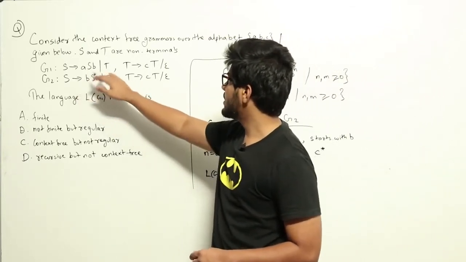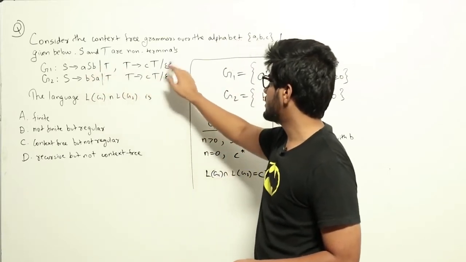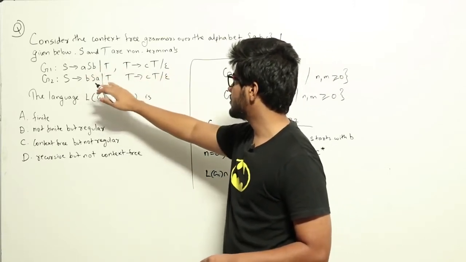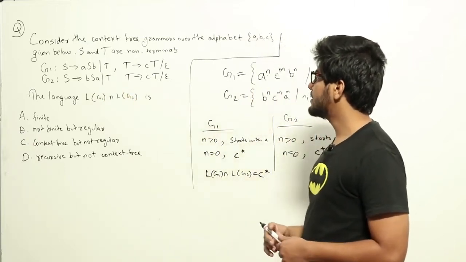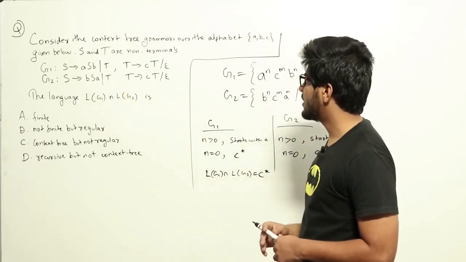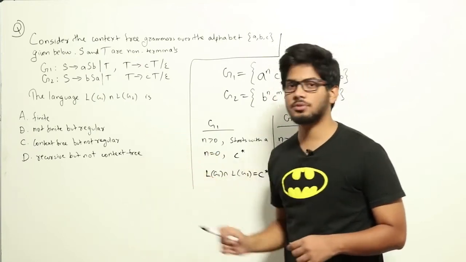S gives A, S, B or T. T gives C, T or epsilon. G2 is S gives B, S, A or T. T gives C, T or epsilon. The language L of G1 intersection L of G2 is, and these four options are given.